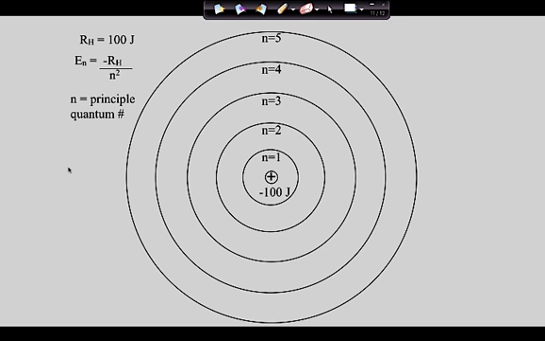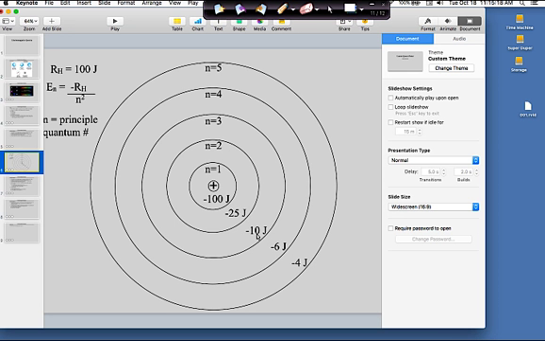Let's keep doing the math. What is the energy of energy level number 2? Negative 25 joules. Does that make sense? It's negative 100 divided by 2 squared, which is 4. 100 divided by 4 is 25. What is the energy then of energy level 3? Well, it's negative 100 divided by 9. We're going to call that negative 10 joules. We're rounding. Maybe 11 would be better. I rounded carelessly. Let me make it 11.